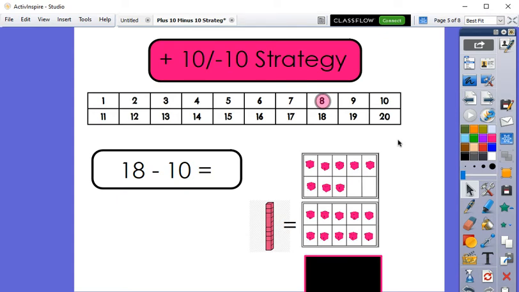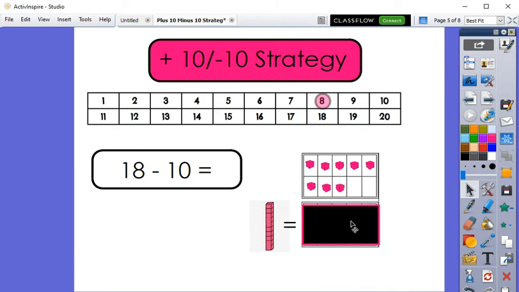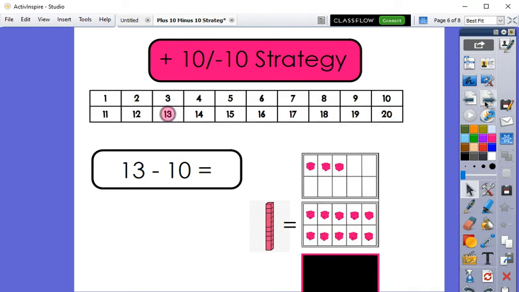Look at how I'm traveling on the 20s chart. That's a little different from how I traveled when I added 10 to a number. I can also represent this with a double tens frame. 18 minus 10 leaves me with a difference of 8. Let's do another. What about 13 minus 10? Let me give you a moment to think about what the difference would be. 13 minus 10. If you said 3, you'd be correct.